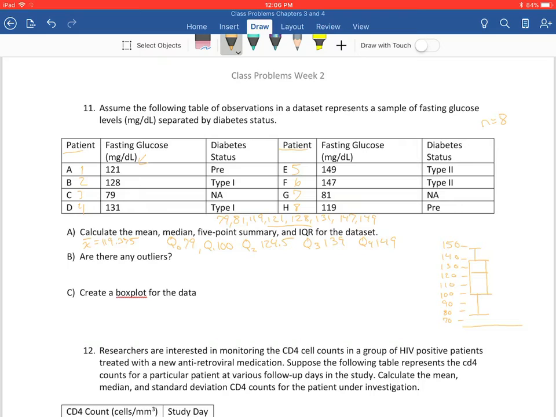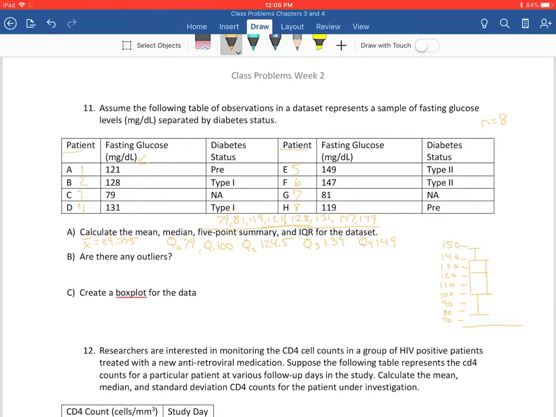In case you're wondering where we get these values, we have our data set here. We add 121 plus 128 and divide by 2, and you'll get 124.5. And since we're dealing with an even number here, our median value is going to be here. So we're actually going to separate our data set kind of in half.